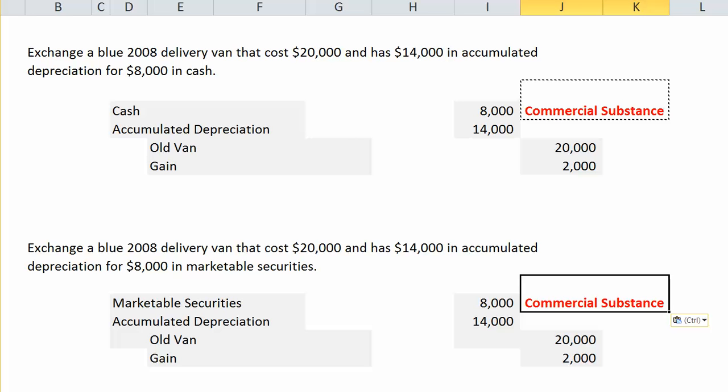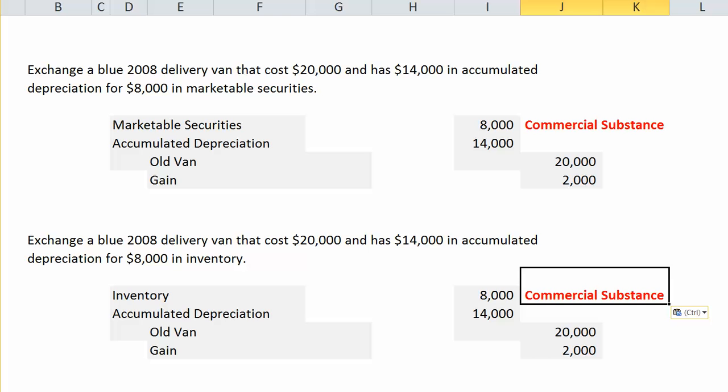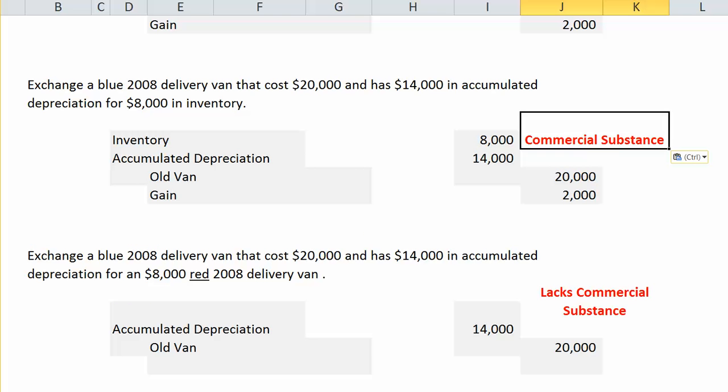The same can be said for trading our delivery van for $8,000 in marketable securities. The timing of our future cash flows and the amount has clearly again changed. Trading our van for inventory, again, the amount and timing of our future cash flows will be different, so we would say the transaction has commercial substance. But trading a blue van for an identical red van, the timing and amounts of future cash flows won't change, so we would say this transaction lacks commercial substance.